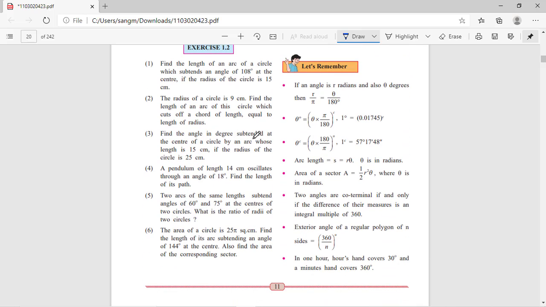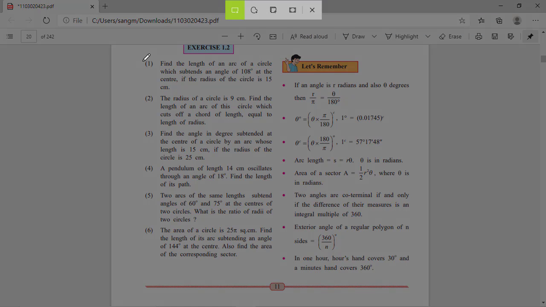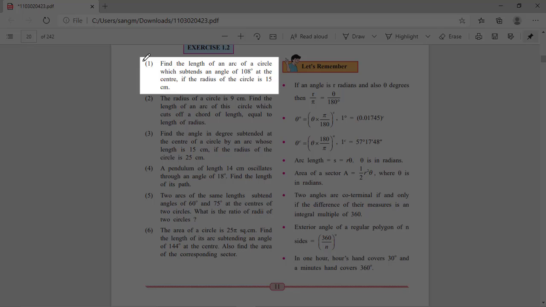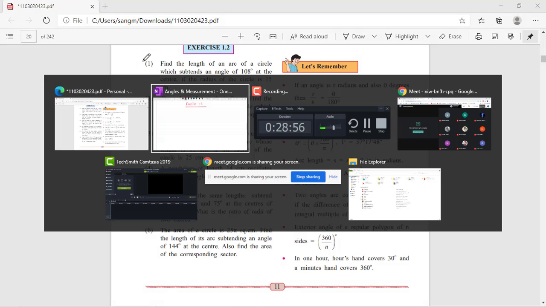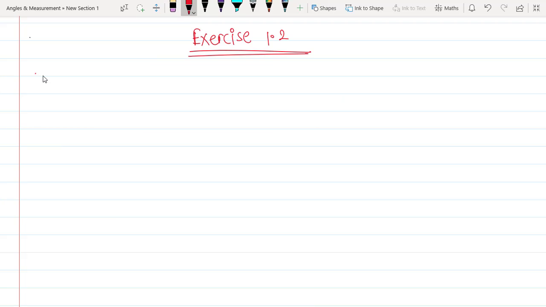Let's continue the exercise 1.2. Let's take the first question. Simple one.